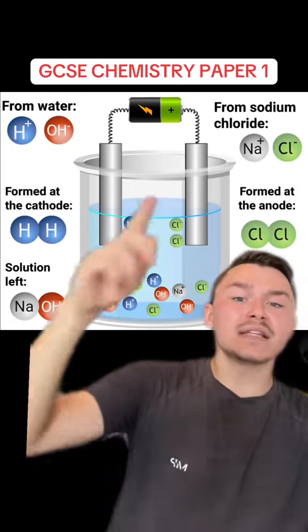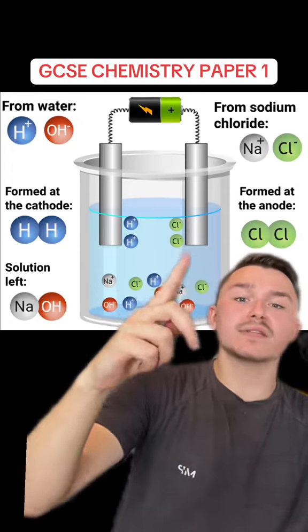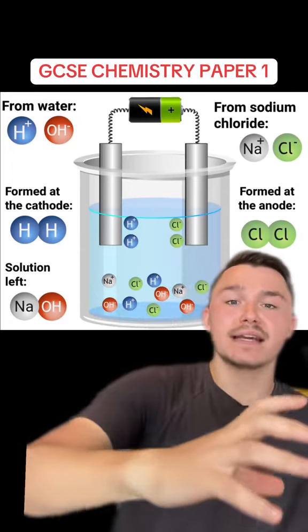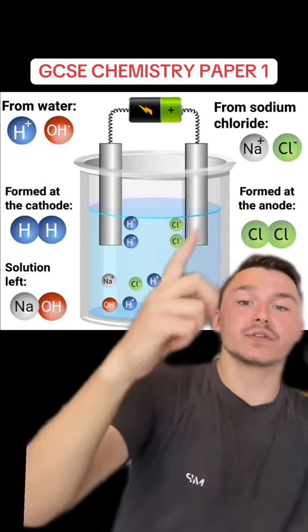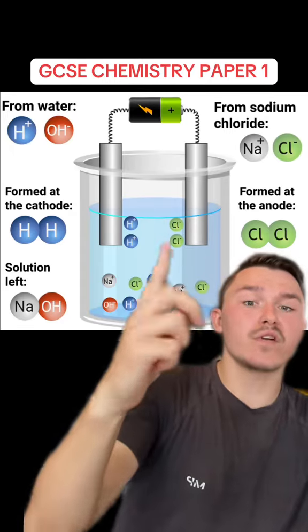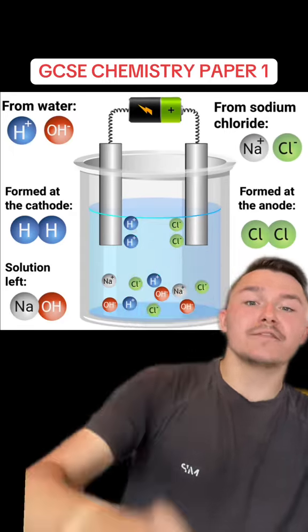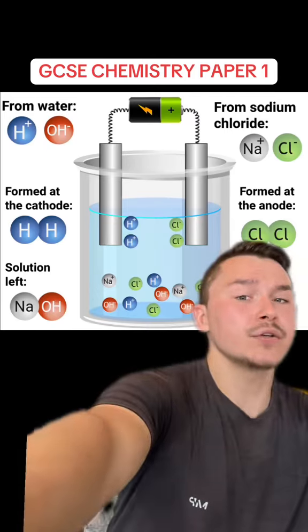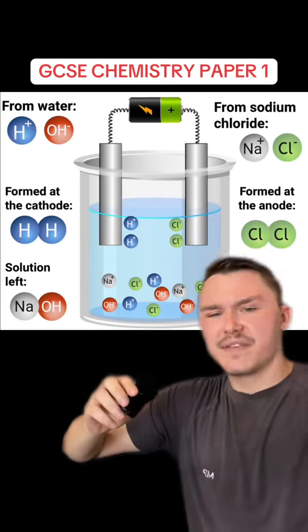Now at the anode, it's never going to be the hydroxide ions that win. It's always going to be the other negative ion, the other anion. So in this case, it would be chloride that goes to the anode and it forms chlorine gas at that anode. Whereas for the cathode, you have to think a little bit more.